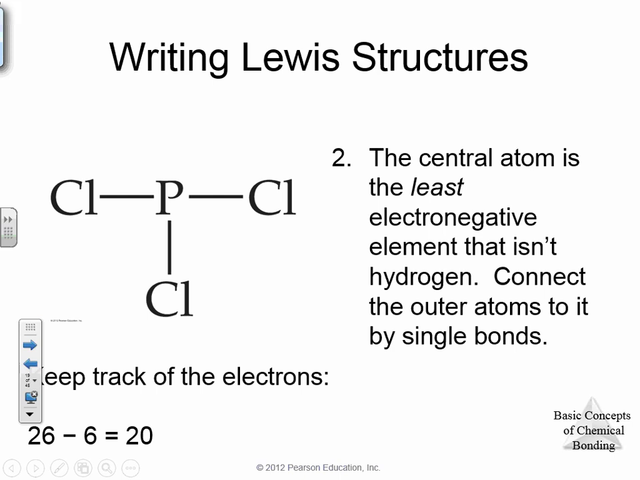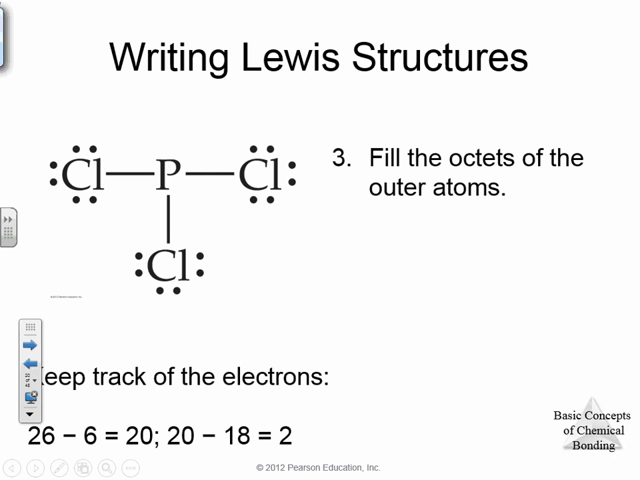So step 2. The central atom is the least electronegative element that isn't hydrogen. A lot of times, remember, it's carbon, but if it's not, it's the least electronegative atom. You're going to connect all other atoms to it by a single bond, and you can start with a single bond. You can go to a double or triple if you feel more confident. Remember, we are just reviewing this process. Then you're going to fill the octets of all the other atoms, so all the outer atoms.